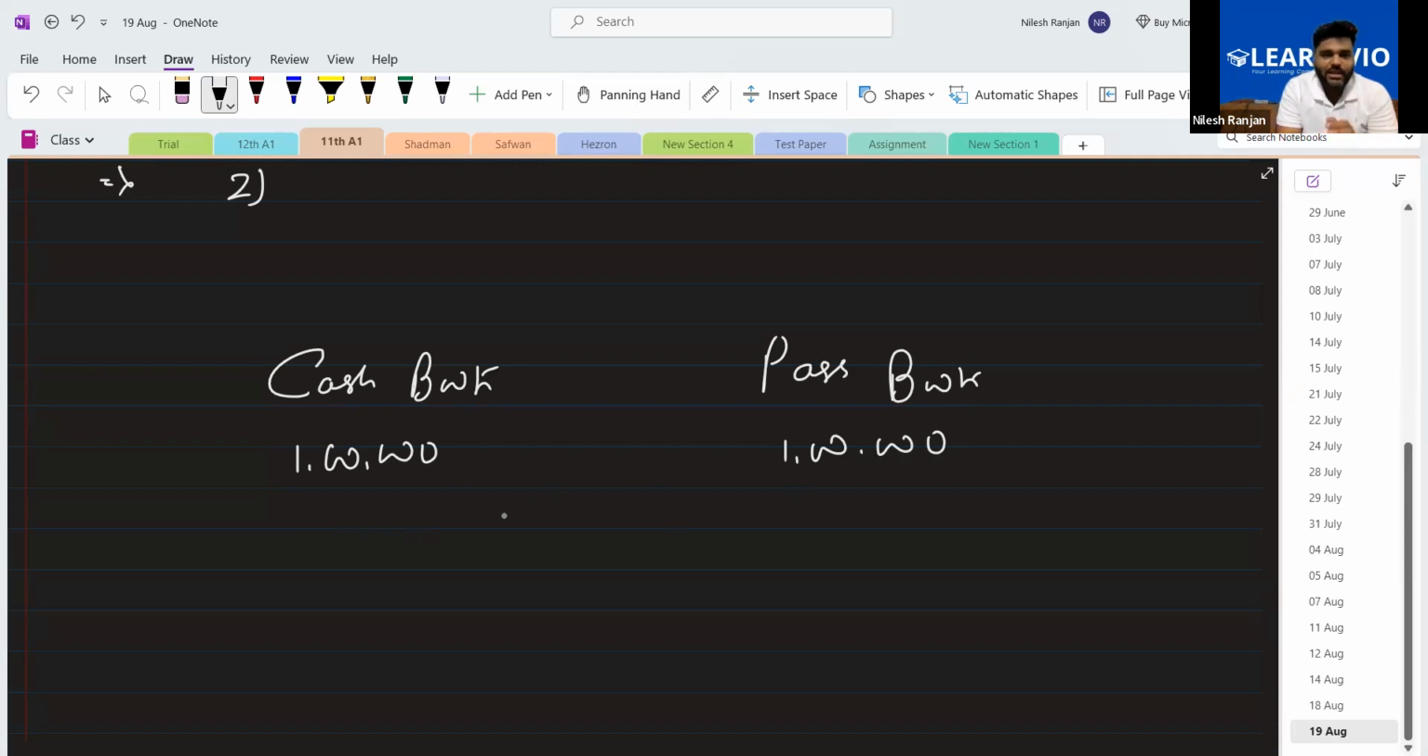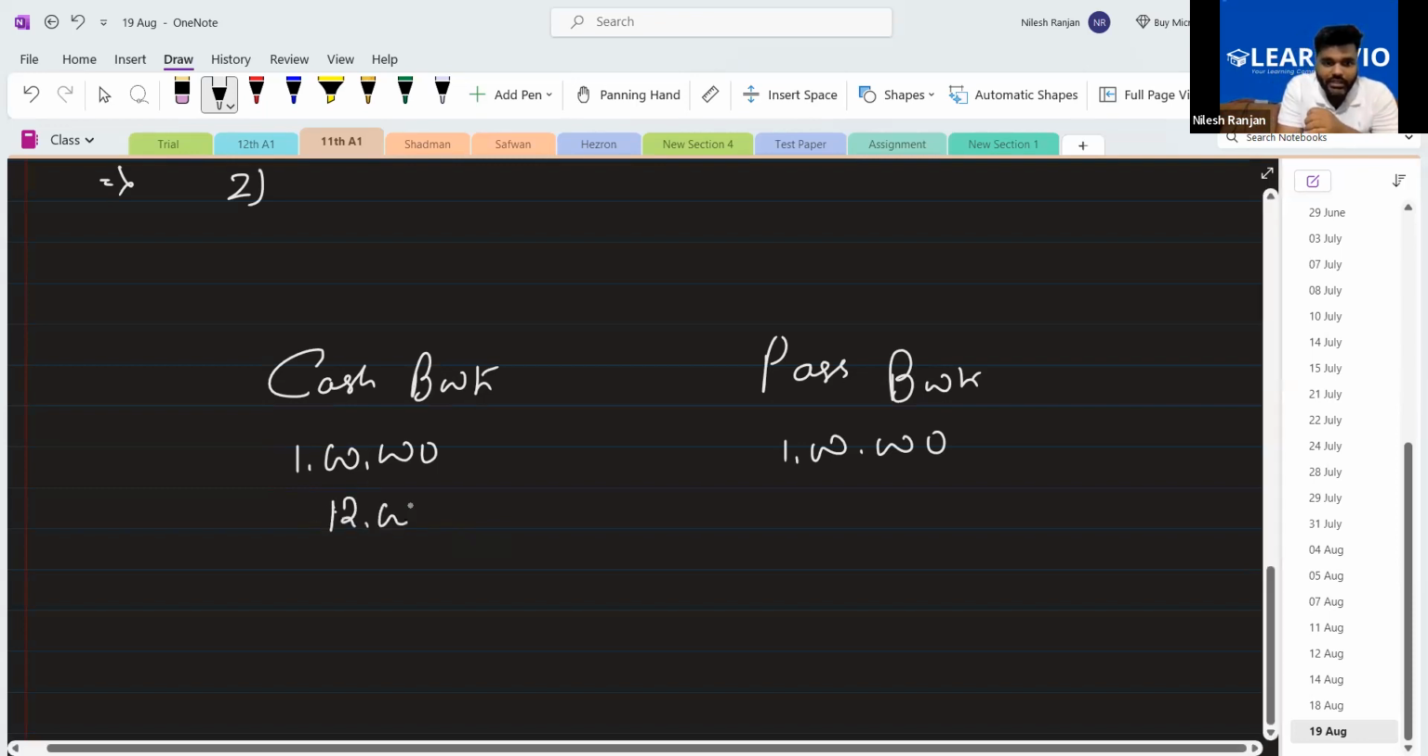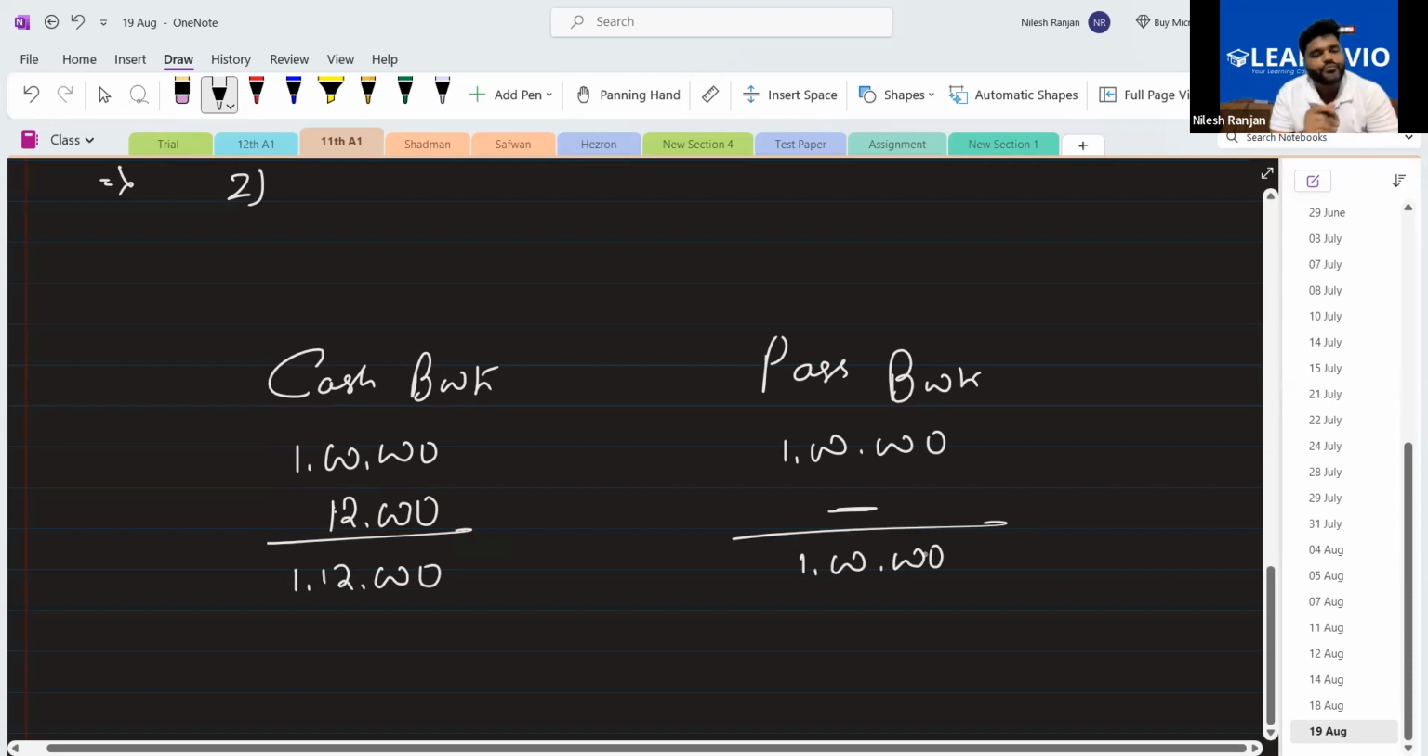So cash book, passbook. Now there is a transaction of total 12,000. There are two checks, 5,000 and 7,000. We have deposited the checks into the bank, but they are not realized yet. So it means we have entered these checks in our cash book, but the bank has not recorded them in the passbook. So we have added this 12,000 in the cash book and there is no entry in the passbook. So the cash book becomes 1,12,000 and the passbook remains 1 lakh. Okay.